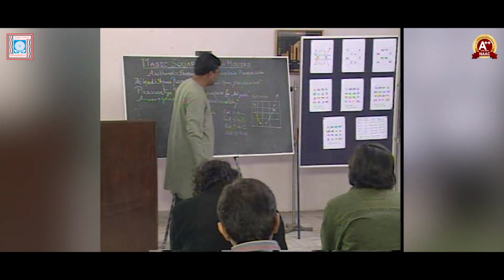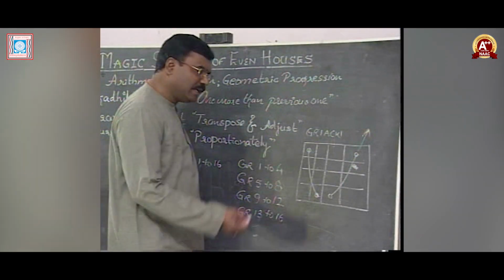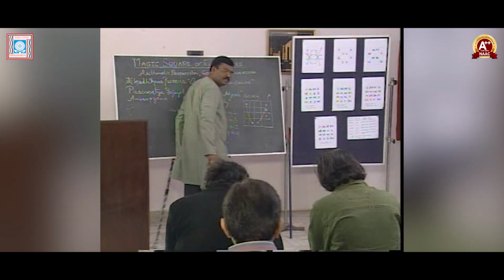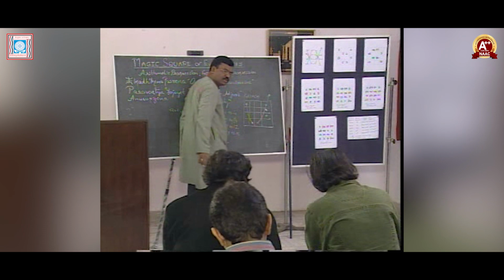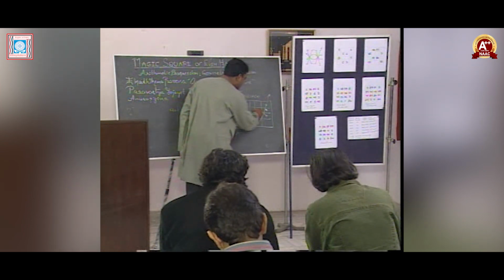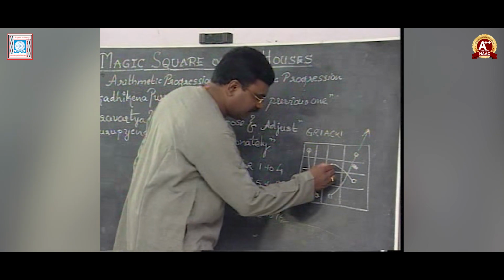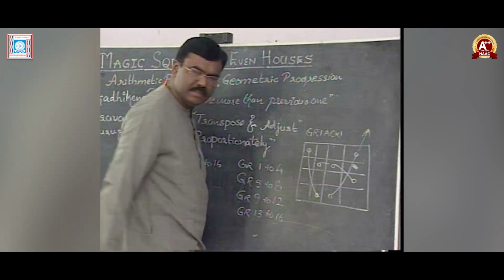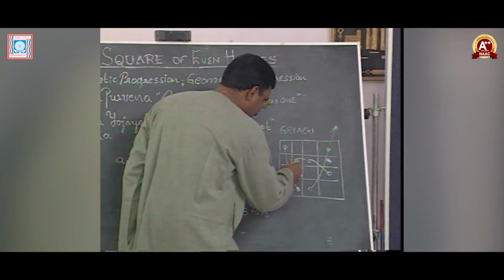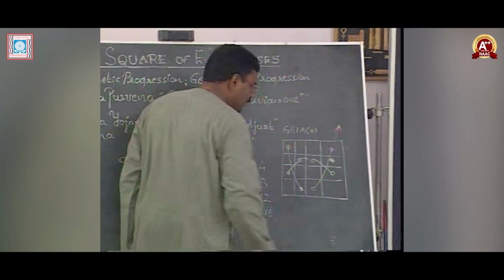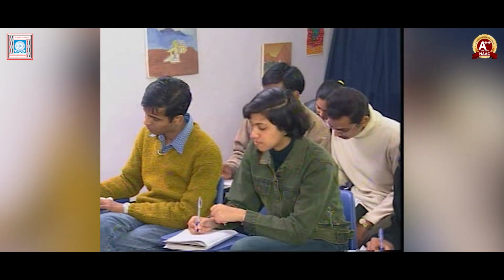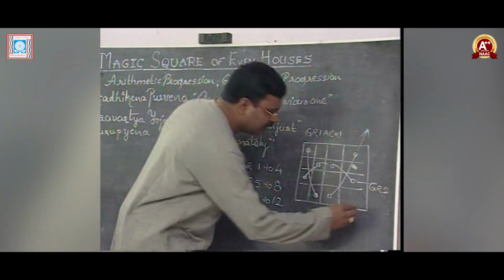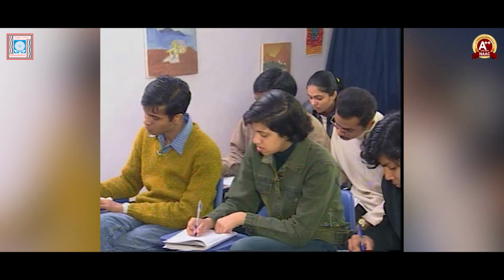The second group will also move in the anti-clockwise direction only. Start with the third row fourth column. It moves to the second row third column. Once again it moves to the second row second column, and the third row first column. This is group 2. In which direction? Anti-clockwise direction.